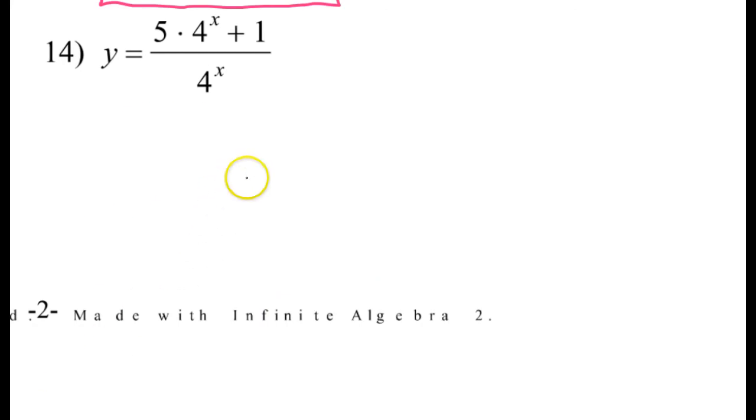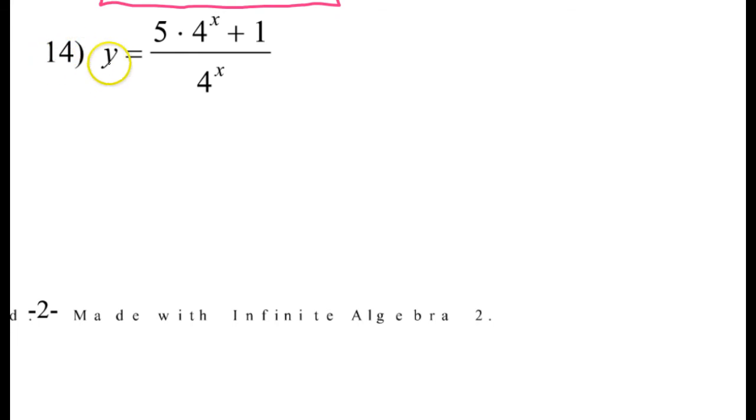Alright, most of these problems have been really simple. I think this one is also simple. Well, you know what? I see the 4 to the x power in the numerator and the denominator. That could be interesting. So I'm intrigued. Let's see what happens.